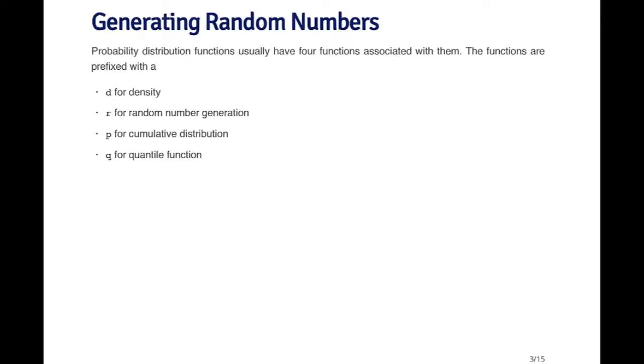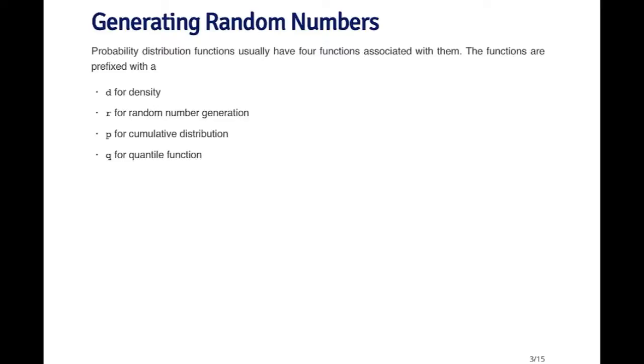So probability distribution functions, there are basically four functions associated with them. And so for any given distribution like the normal distribution, there will be a function that starts with a d, a function that starts with an r, with a p, and a q. So there'll be four different functions for each distribution.